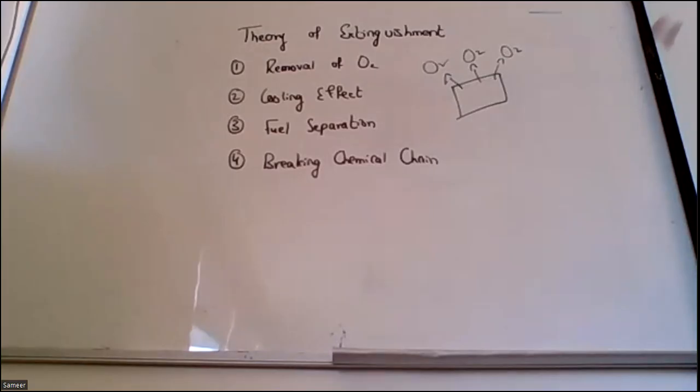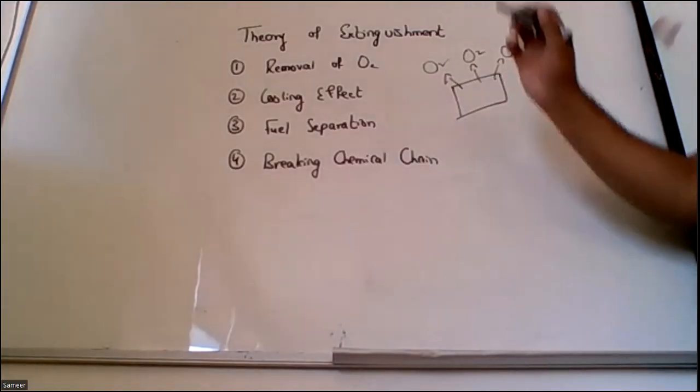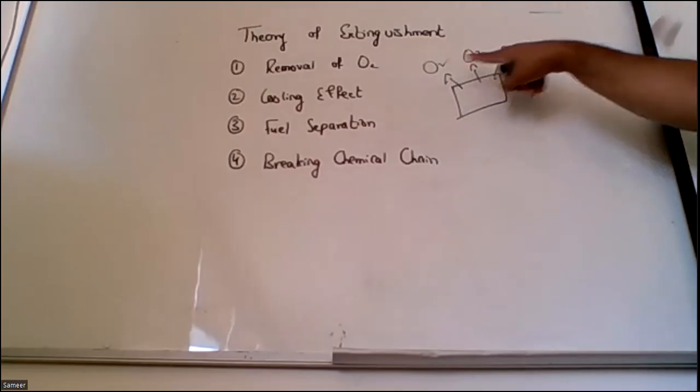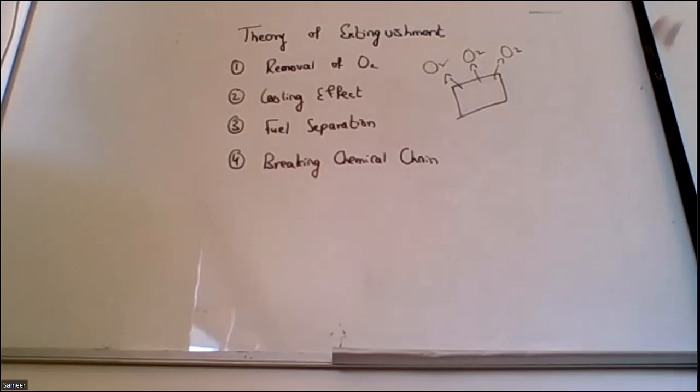Oxidizer. So let's say I apply carbon dioxide on the top. Now, carbon dioxide has only one prime mechanism, that is removal of oxygen. The second is the cooling effect, but that is secondary. The prime reason we use carbon dioxide is the removal of oxygen. So if I apply carbon dioxide on the surface, what will happen? The flame will disappear. Why? Because from the surface, the oxygen is not available.